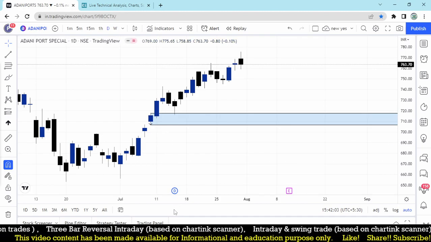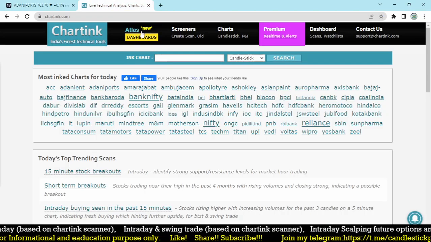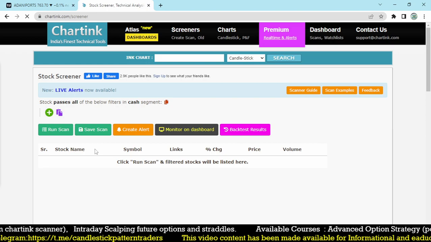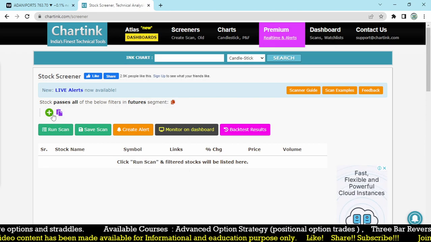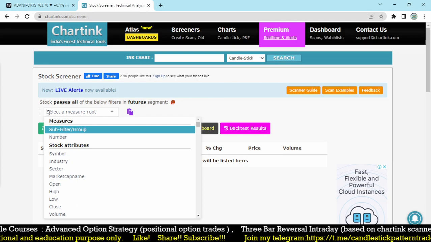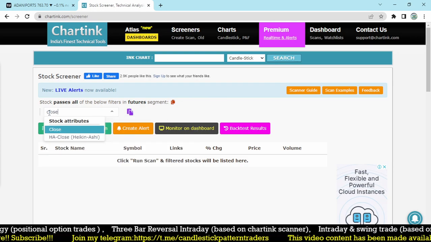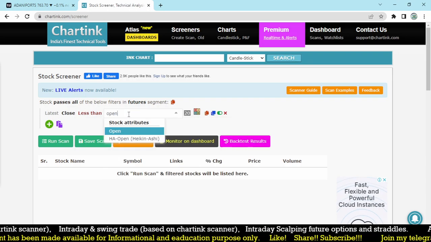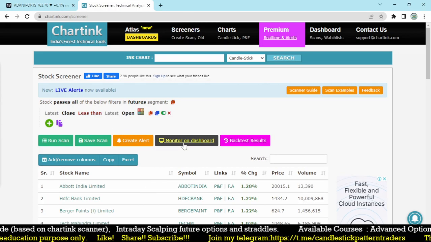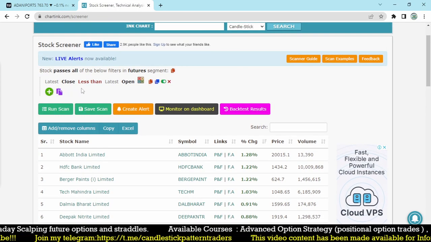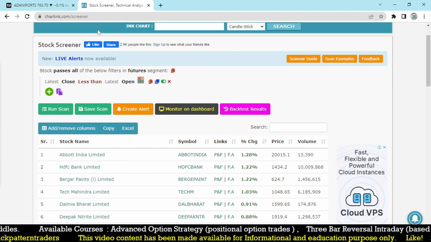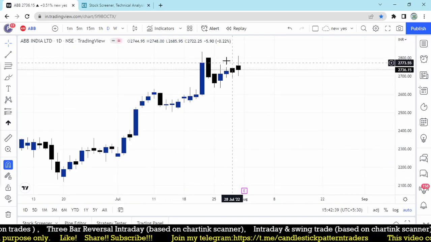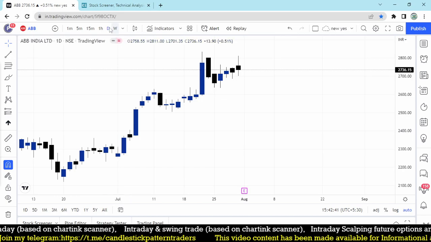Okay, we'll try to make the scanner. What is the logic we are going to use? First I'll create the bullish scanner. The first candle must be a red candle, so the latest close must be less than the latest open. Even if the stock is 1% up, it is a red candle if close is below open.